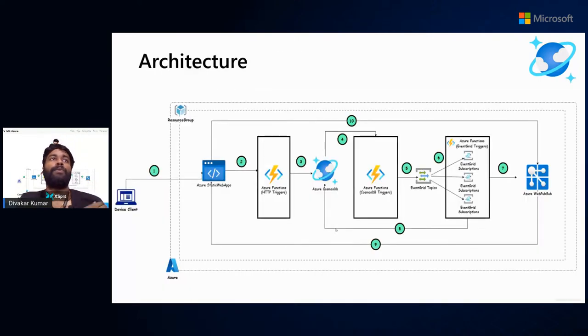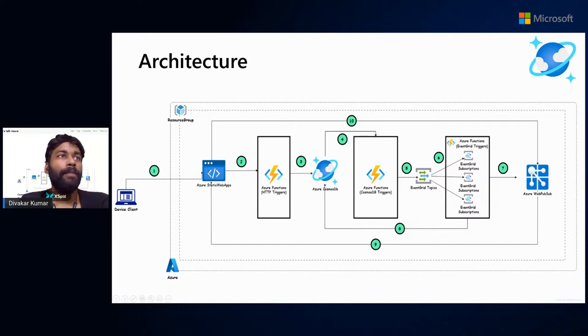So now comes the architecture of our Cosmos Spark application. Consider this to be any browser or any user. They are going to reach our plain JavaScript HTML application that is hosted in the Azure Static Web App. It is a hosting platform where you can host the front end as well as the back end, and you will get a lot of other features which I'm not going to cover in this session because it is a different session on its own.